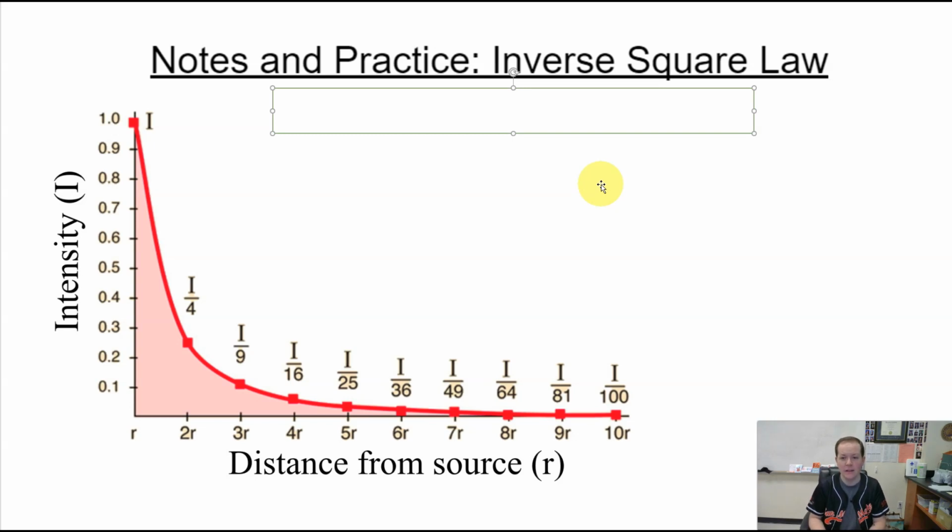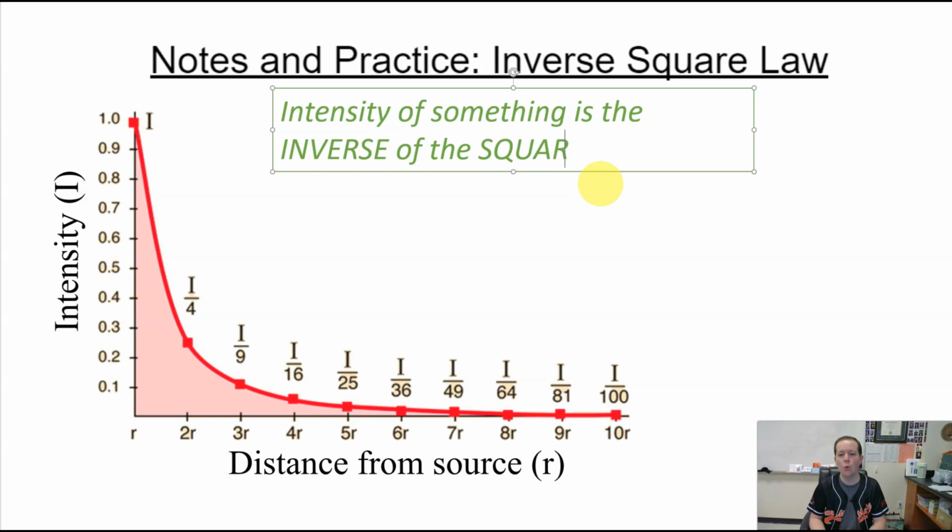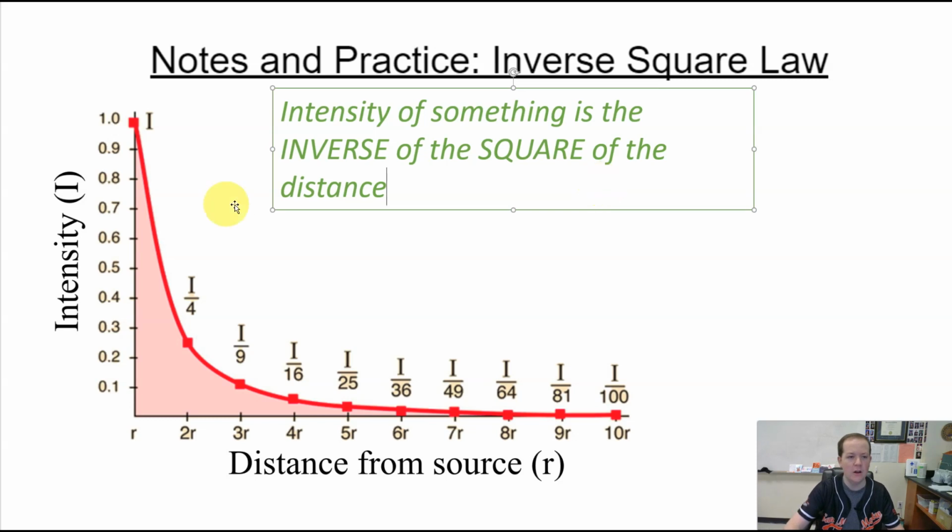The inverse square law really just says that the intensity of something is the inverse of the square of the distance. Hence why it's called the inverse square law. Now that's why I wrote down this in our notes. The intensity is related to the inverse, that means 1 over, of the square, that's d squared. That's what this graph is showing us. It's showing us that when the distance r doubles, well, double, that's 2, squared, that's 4, the intensity is 1/4. So that's where I'm getting these fractions from.